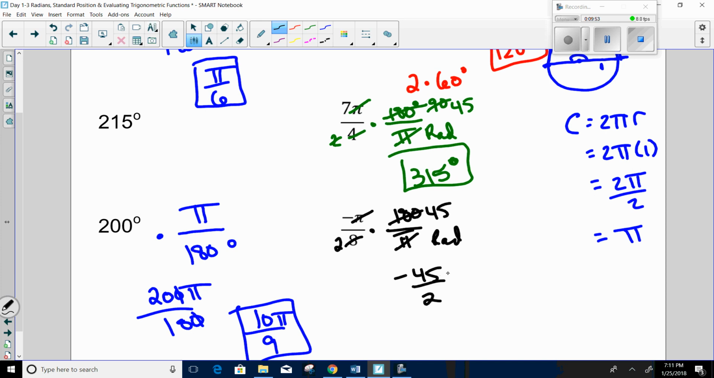Well, negative 45 divided by 2, you could convert that into negative 24, or no, negative 22.5 degrees. And that would be your answer. Okay, that's converting radians to degrees. Okay.